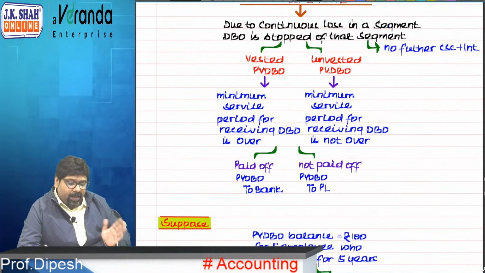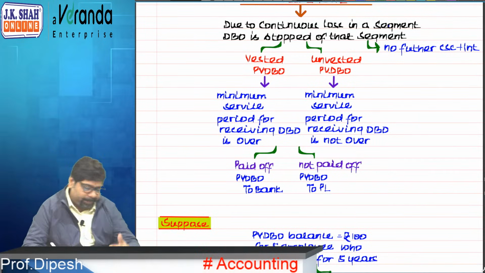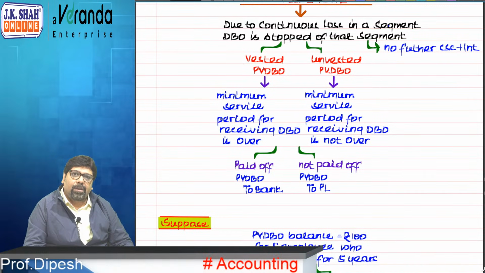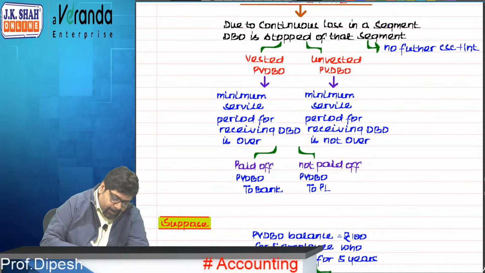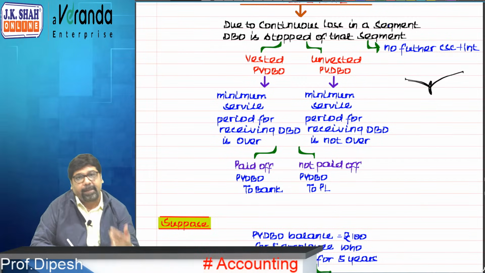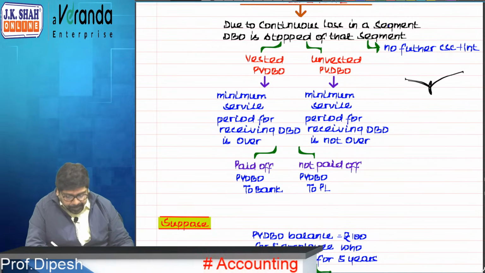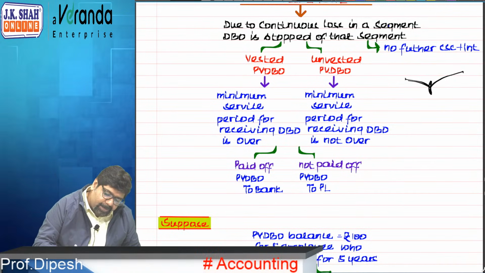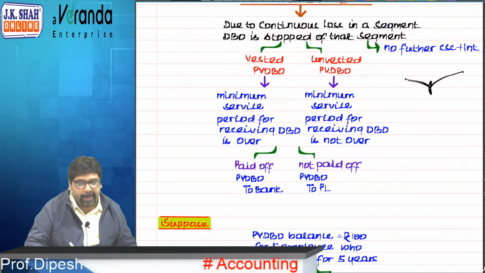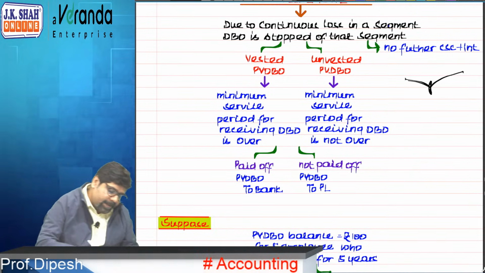Curtailment means stop. Curtailment means stop the gratuity. Stop the gratuity means today you stop the gratuity. When you stopped, those whose entire service period was over, you paid off to them. Those whose service period was not over, you did not pay, you transferred it to PNL. Understood? So those whose minimum service period for receiving DBO is over, you paid off PVDBO to the bank. Whatever you did not pay, you said I will not pay in future, PVDBO to PL, because that is your gain. Am I clear?